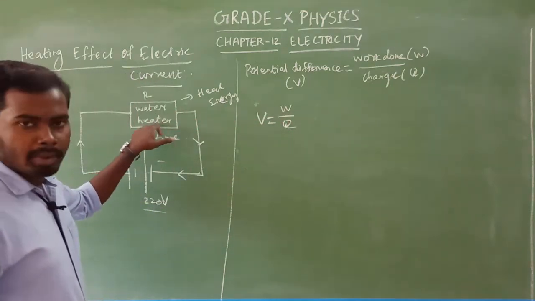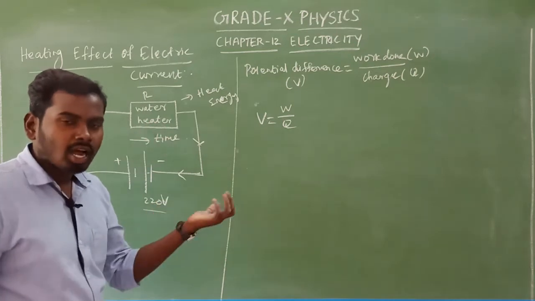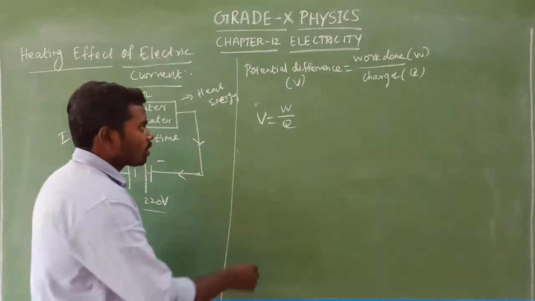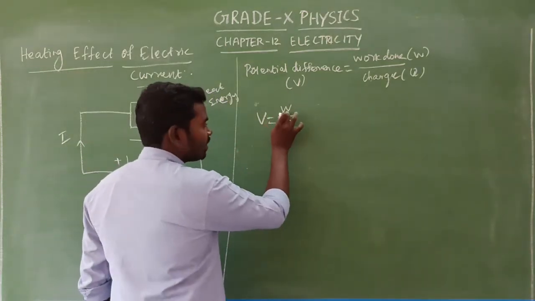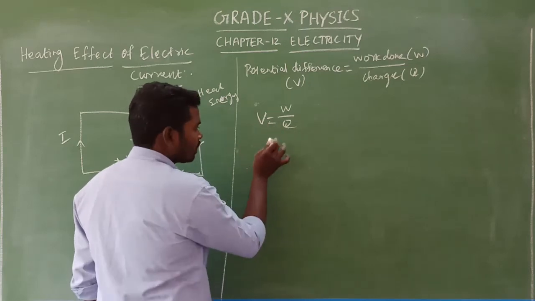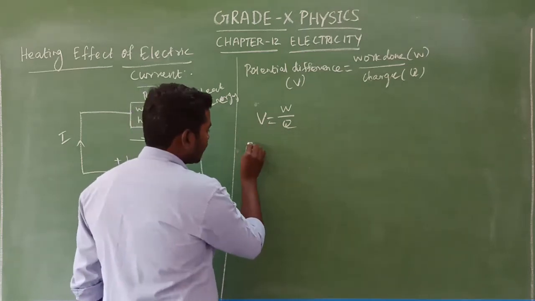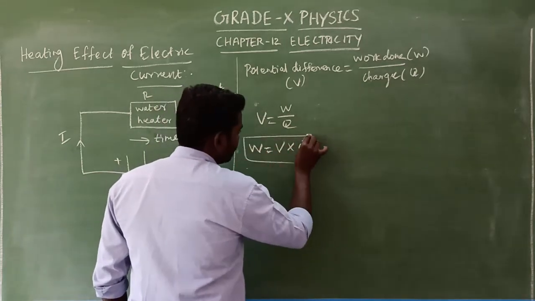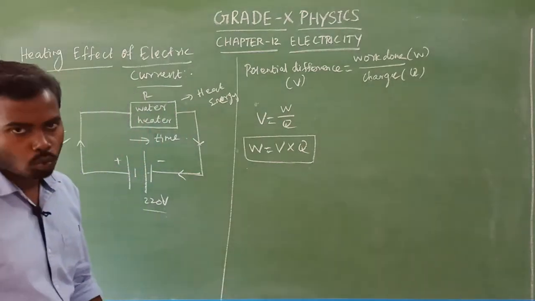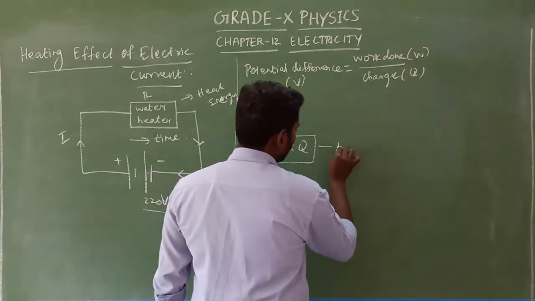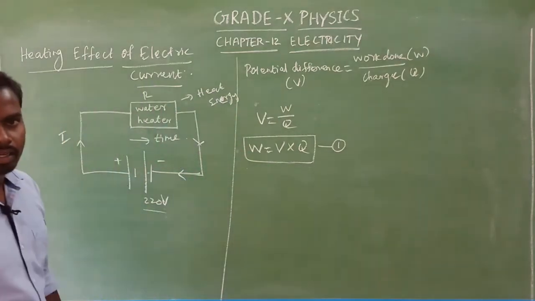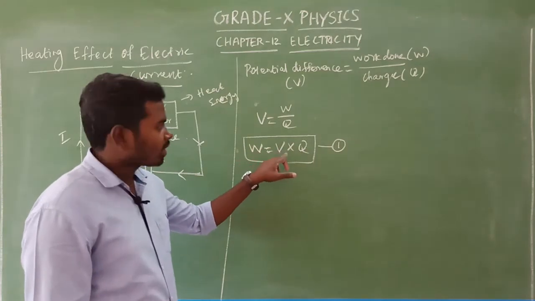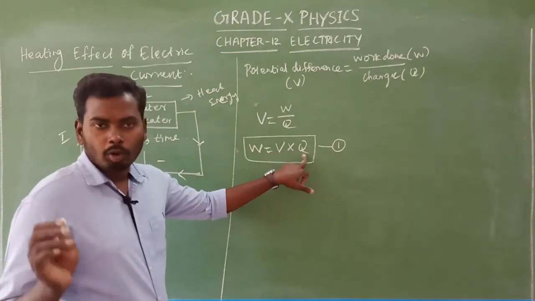Here work is done because the water heater consumes electrical energy and converts the electrical energy to heat energy. So we need only work done. So when this term goes to this side, what will happen? This division changes into multiplication. So we can get W is equal to V into Q. This is the work done formula. Consider this is equation 1. Is it clear, students? It's very easy. So look at here, work done is equal to the product of voltage into charge, how much amount of charge is moved.